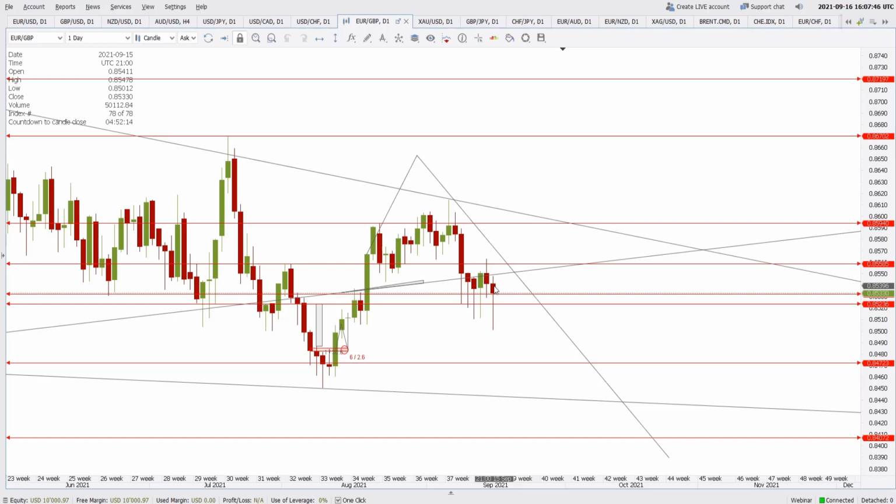Because euro is looking stronger, not against the US dollar, I'm sorry for that. Euro is looking stronger against the Great Britain pound at lower levels, that is around the 0.8500 region.